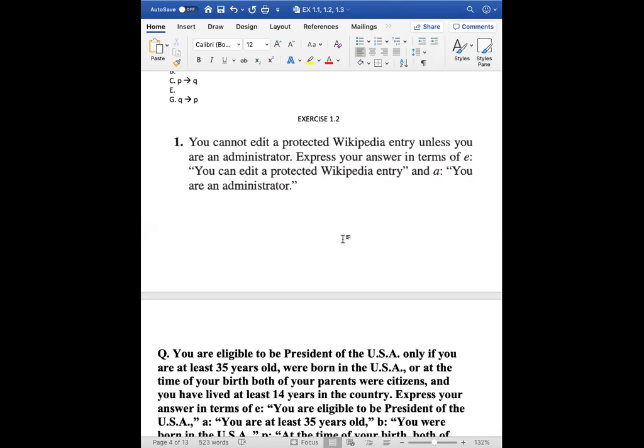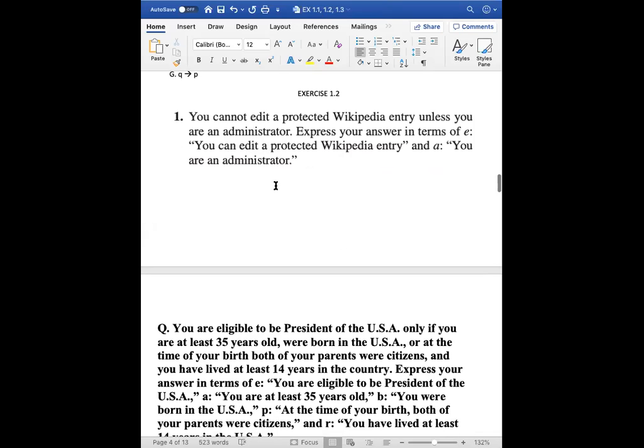All right, let's get started. So this is exercise 1.2, and question number 1. Here we have this question: you cannot edit a protected Wikipedia entry unless you are an administrator. Express your answers in terms of the proposition variables.